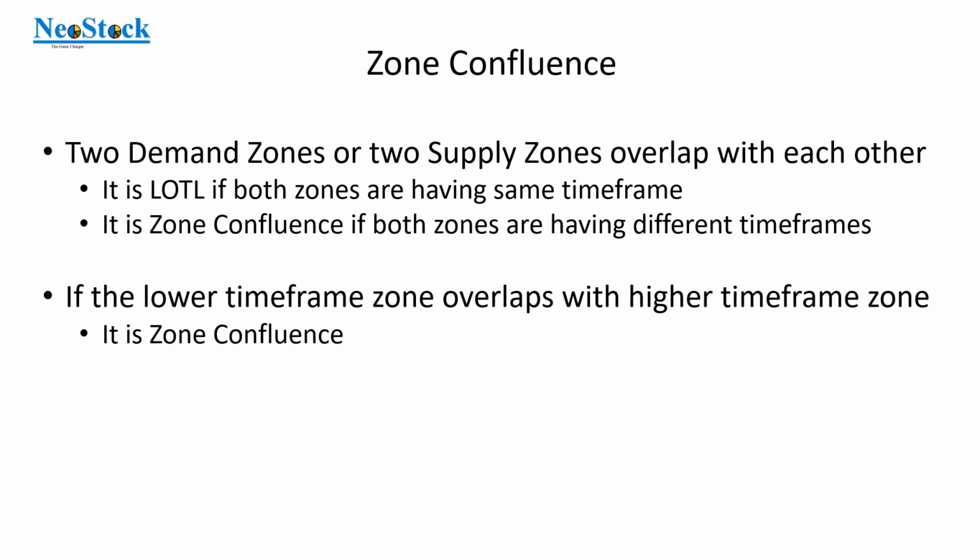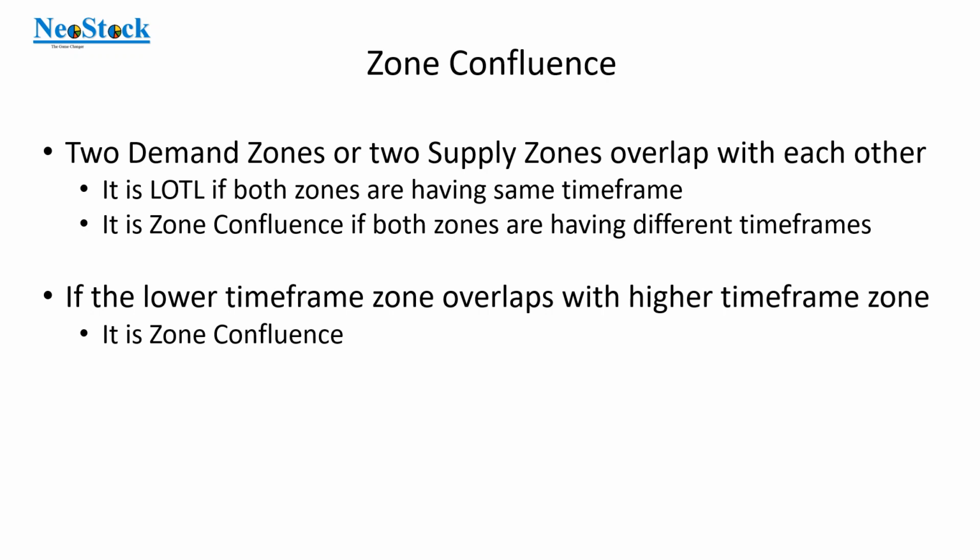But what we do, we always follow a proper order. You go one time frame below. From there, again go one time frame below. Those kinds of concepts we will discuss. But for the time being, you have to understand that when two zones are overlapped, but both these zones are related to two different time frames, then it is a zone confluence.